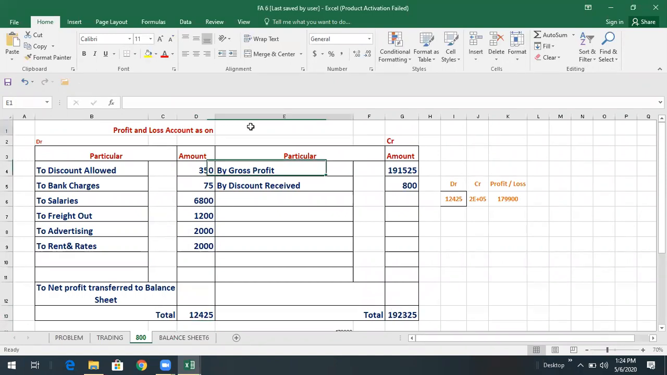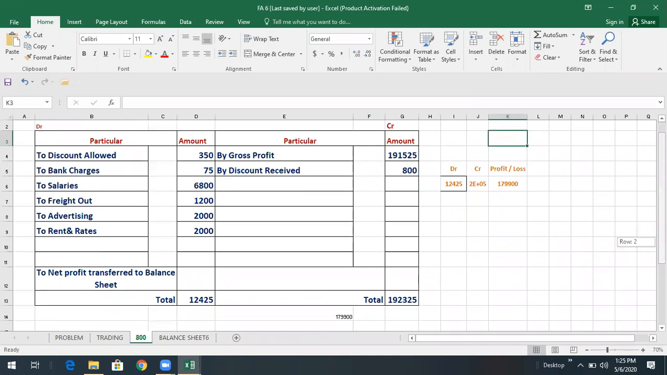So again, I'm entering the date here. What is the date? 30th 6 2002. I'm entering the date. On this date, we are preparing the profit and loss account. So I'm calculating the net profit. Here again, I'm using a formula to calculate the net profit.